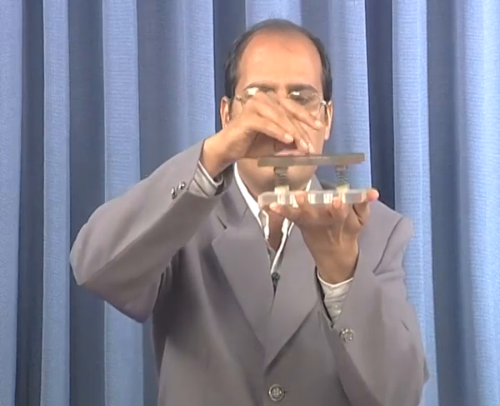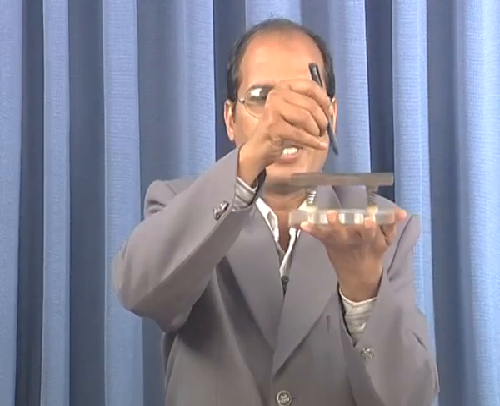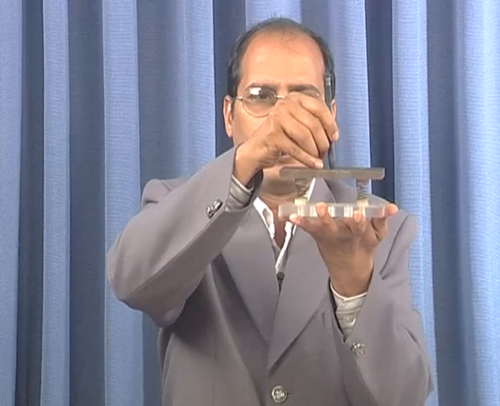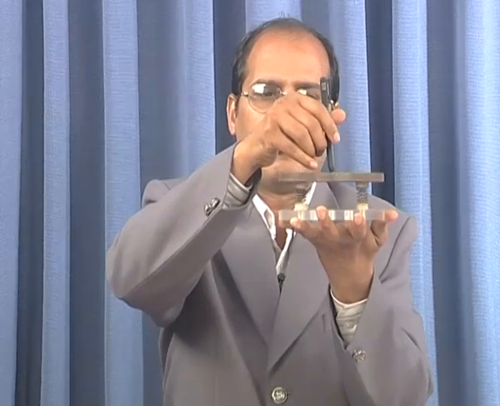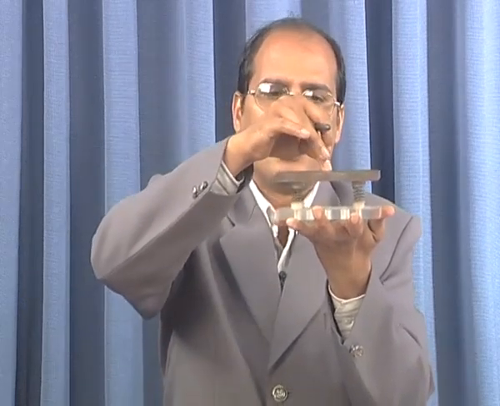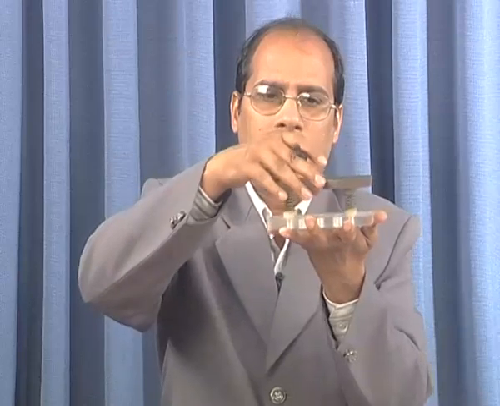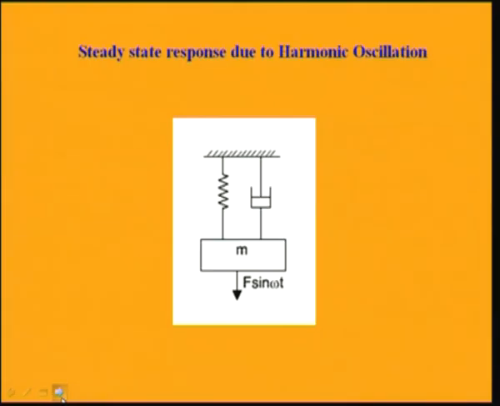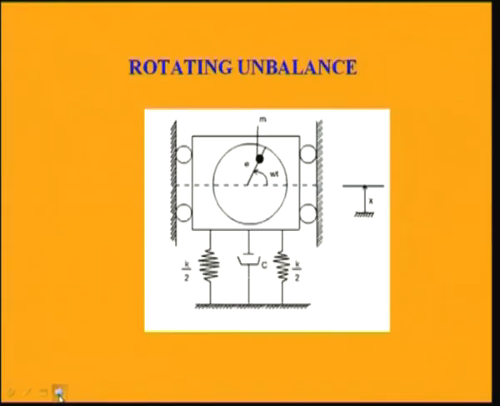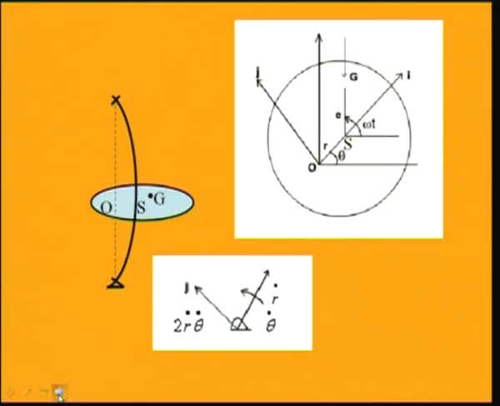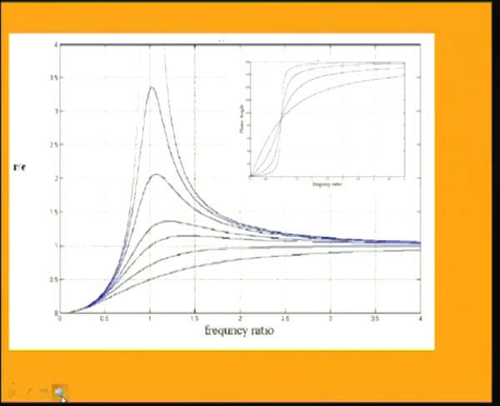When the system is subjected to a force F sin omega t, that is, forcing amplitude equal to F and frequency equal to omega, it will vibrate with a frequency of omega. We have studied the rotating unbalance in this case, and also the whirling of shaft and the support motion, and also the transmissibility.